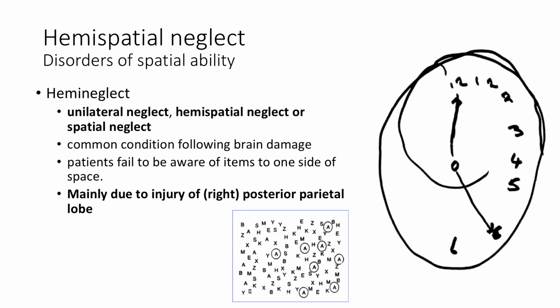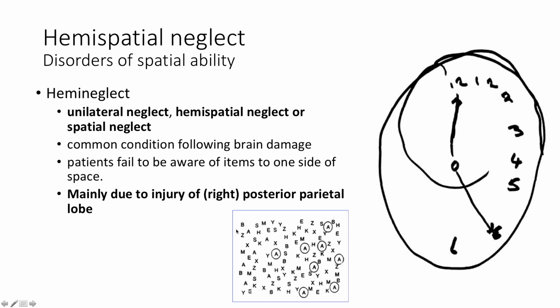One disorder of spatial ability is hemineglect. It is also called unilateral neglect or hemispatial neglect. This is a common condition following brain damage to the right posterior parietal lobe. Here, patients fail to be aware of items on one side. Often they know it's there, they're just not aware of it. It's very, very strange. If you ask them to draw a clock, they would draw all the numbers on one side. They would literally see this as a regular clock because they're just unaware of this entire side.